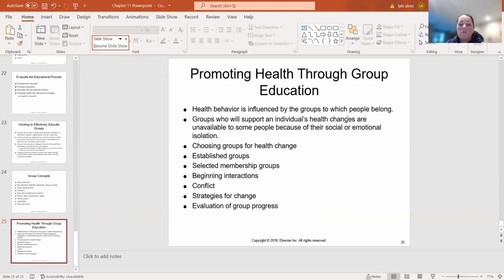The way we can really help to promote health through group education is to have groups that will support an individual's health change and exclude those that are unable or unavailable because of social or emotional isolation. So if somebody doesn't enjoy working with other people, they don't want to be working in groups, probably group education is not going to be good for them. We're going to be looking at conflict strategies for change and evaluation of group processes.